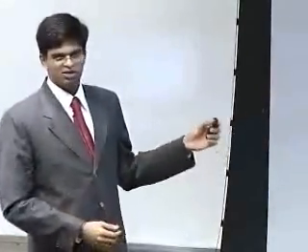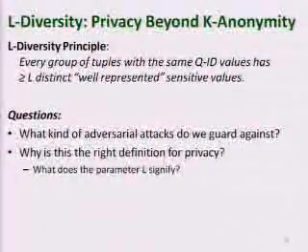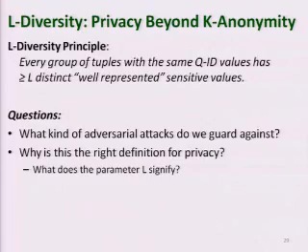Okay, so let's go on. So this is a nice heuristic principle which seems to guarantee privacy that k-anonymity did not guarantee. But then we still can't answer questions like what kind of adversarial attacks do we guard against? What is this L? How large should it be? And in order to answer those questions, let me go ahead and show you how we formally derived this condition.